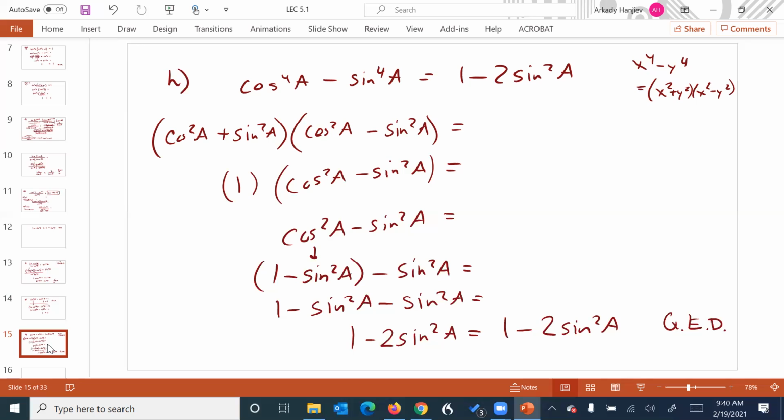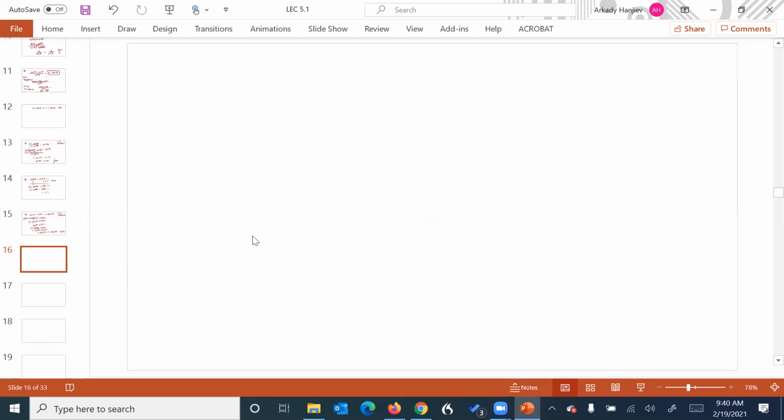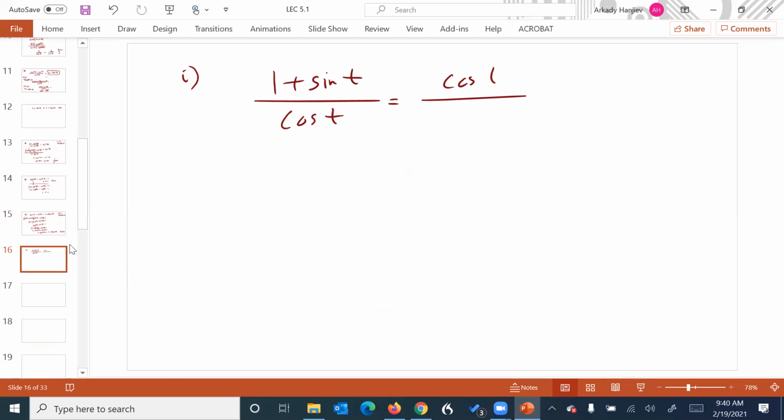Okay, one more. One more type is this whole concept of multiplying by 1. Do you guys remember ever multiplying by 1 in algebra? So I have this right here: 1 plus sine of t over cosine t equals cosine t over 1 minus sine of t. Okay, you can't cross multiply, right? Because we're not solving. But we want one form to be the other form.